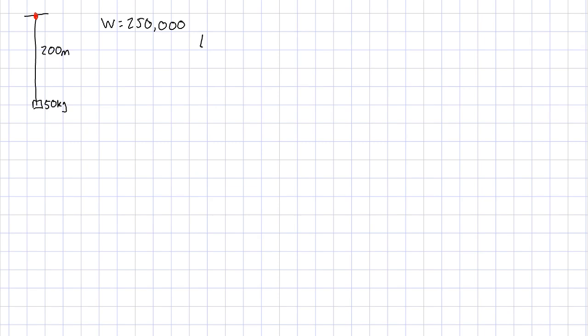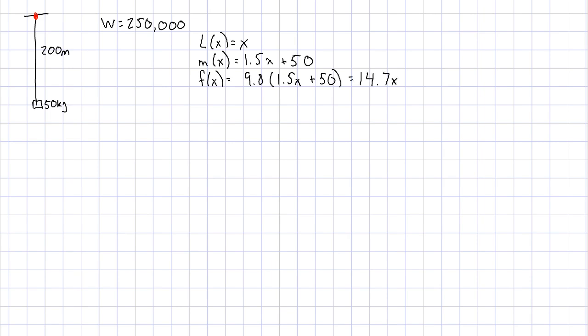So my length function when my origin is at the top will just be x. My mass function is going to be 1.5. My rope density was 1.5 kilograms per meter, so it's 1.5x. And then, of course, I have my constant mass, my 50, at the end. My force function is going to be the 9.8 times my mass function, which is 1.5x plus 50. And when I multiply this out, I get 14.7x plus 490.